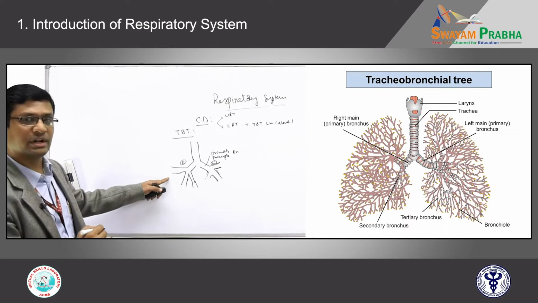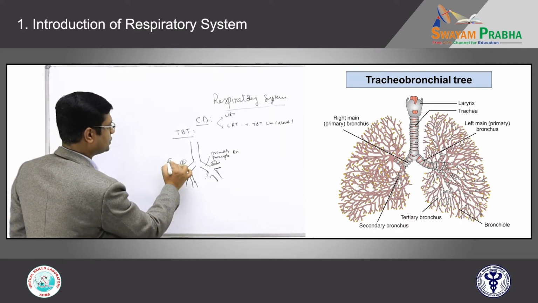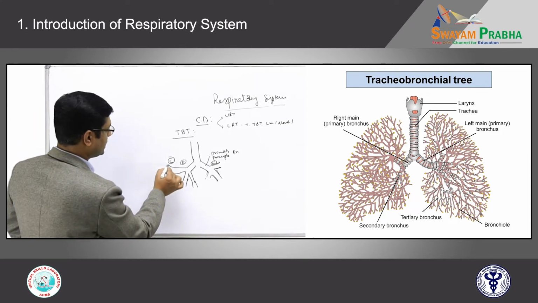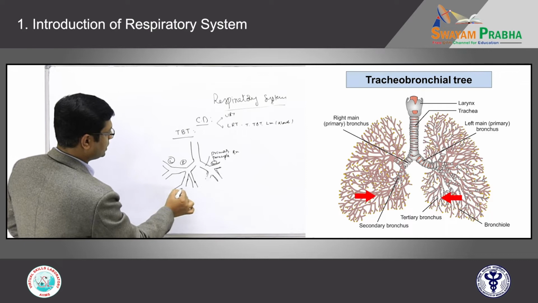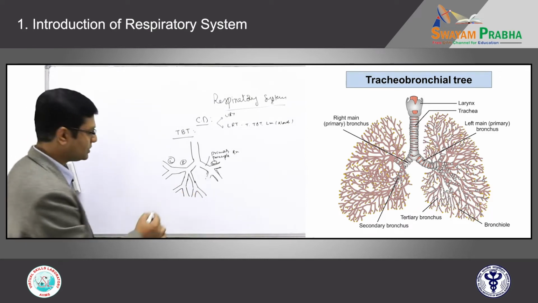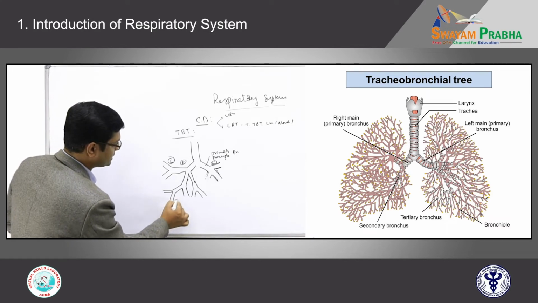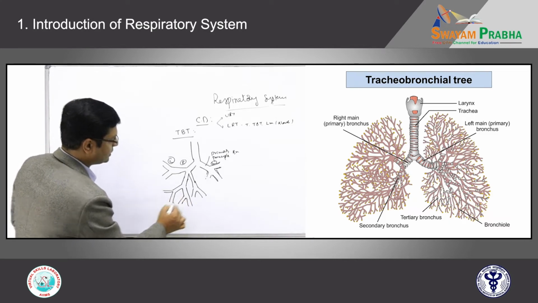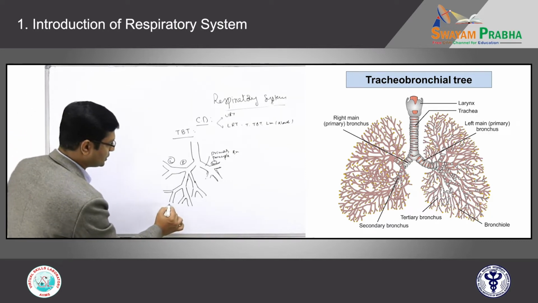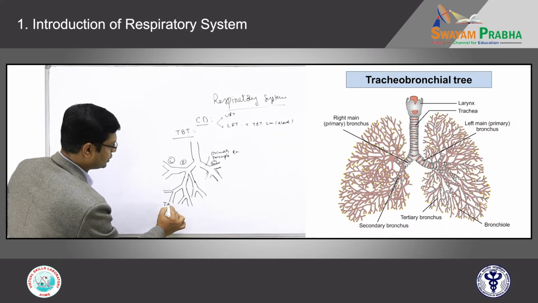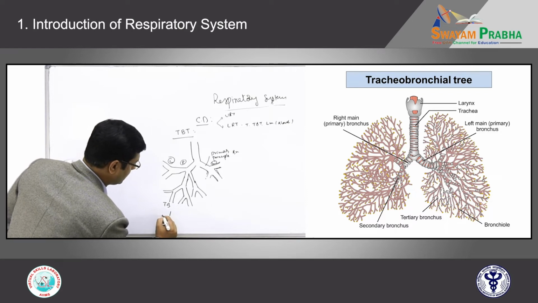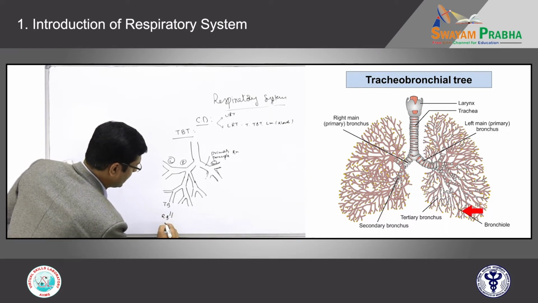These secondary branches, once they enter the individual lobes, again branch dichotomously like the branching of a tree into tertiary bronchioles. These tertiary bronchioles again divide, they bifurcate. These are all tertiary bronchioles within the individual lung lobe. Finally, these tertiary bronchioles lead to respiratory bronchioles and alveoli.